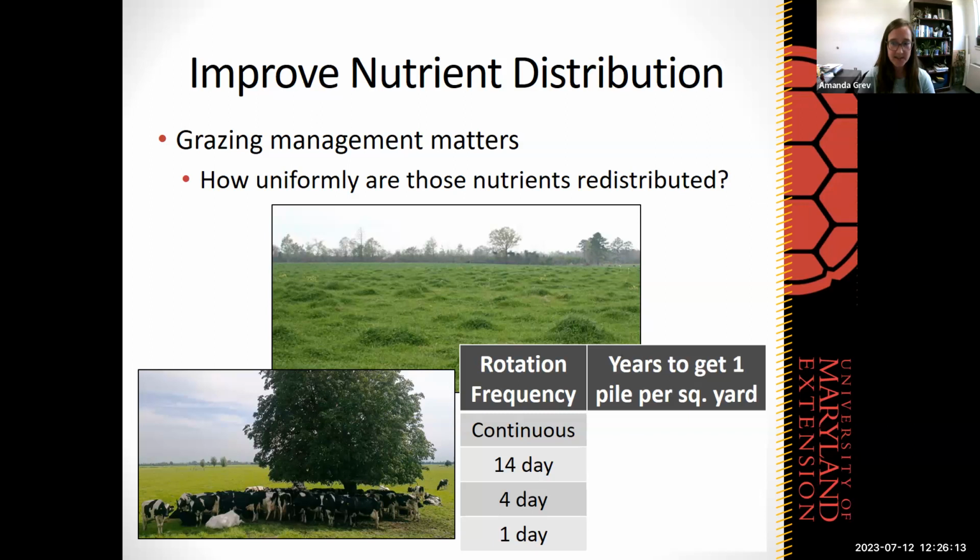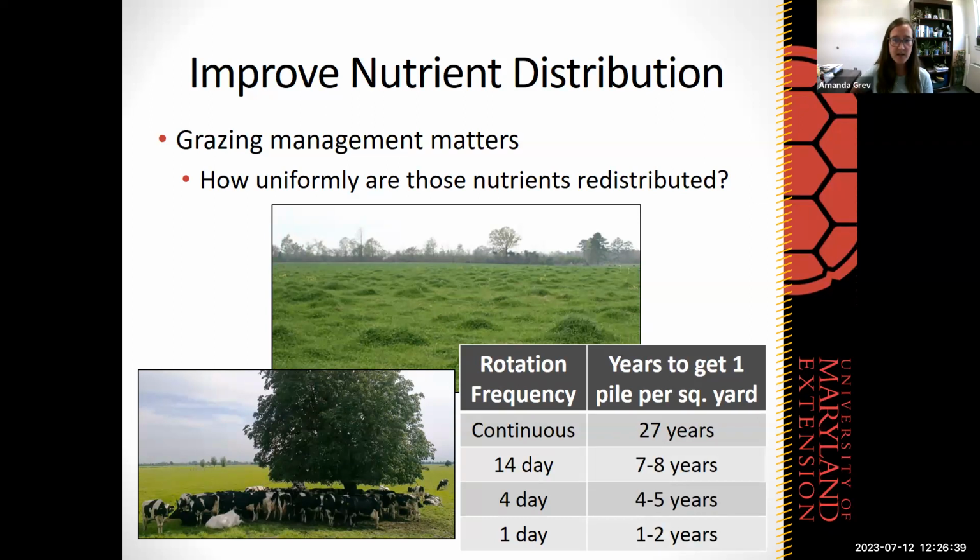And in a continuous system, usually this is where I make people guess how many years it takes to get one pile per square yard. But it usually shocks people that it's around 27 years under that continuous system. And that's because those animals are congregating and going back to their favorite places in the field over and over versus being more evenly distributed throughout the field.